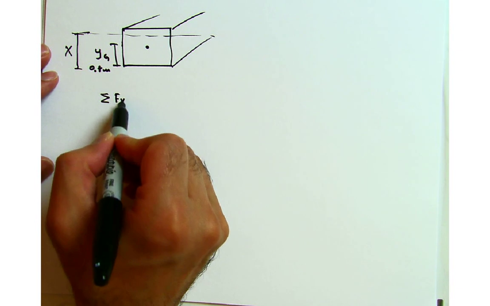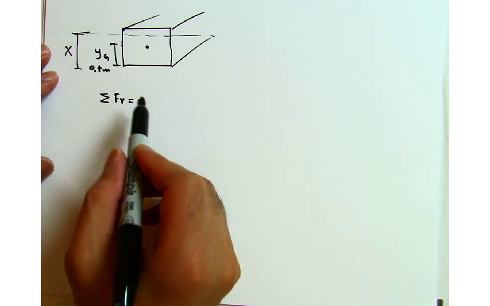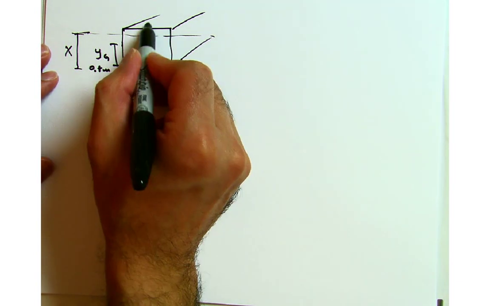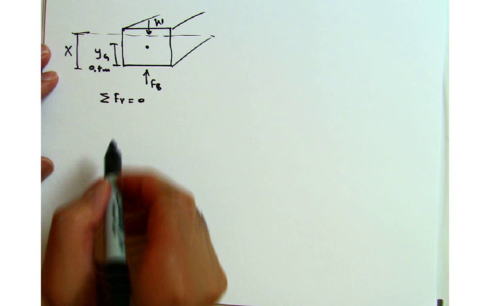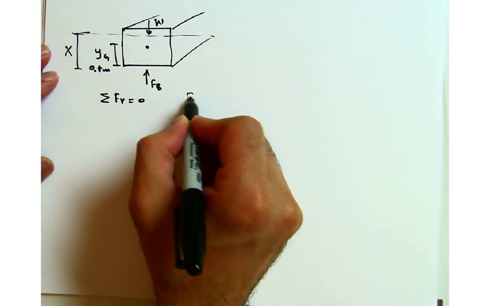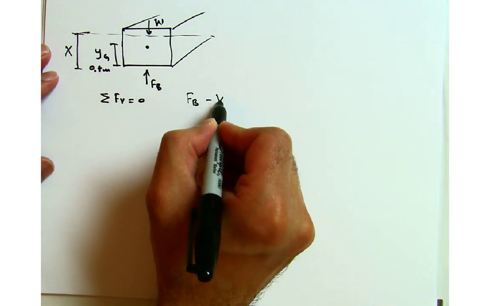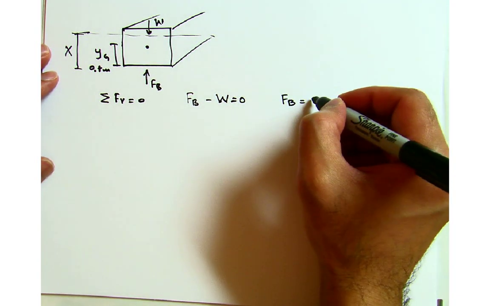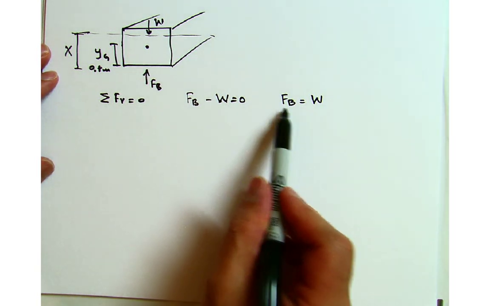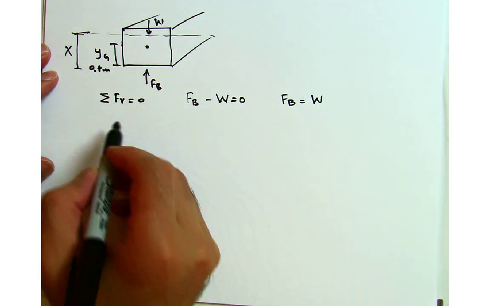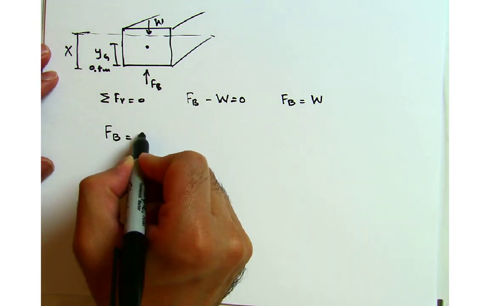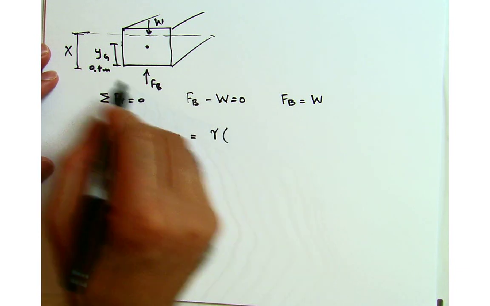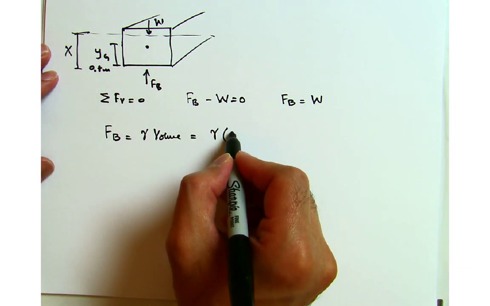And we can have the vertical force equal to 0. The only two vertical forces acting on this are the buoyancy force, acting in this direction, and the weight of this object. The weight of this object is given to us, so I can make those equal. So the buoyancy force minus W is equal to 0, which gives me that the buoyancy force is equal to W. Okay, but I also know that the buoyancy force is equal to gamma times the volume, where we have gamma, and the volume of this object is basically length.